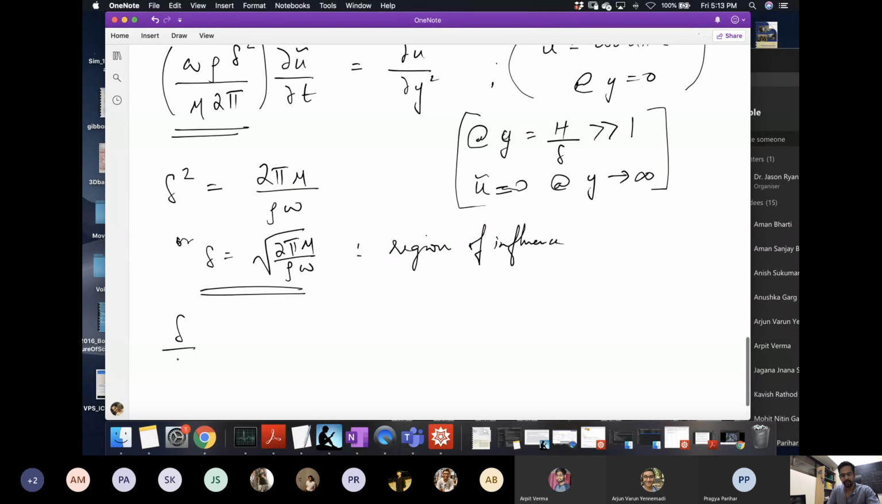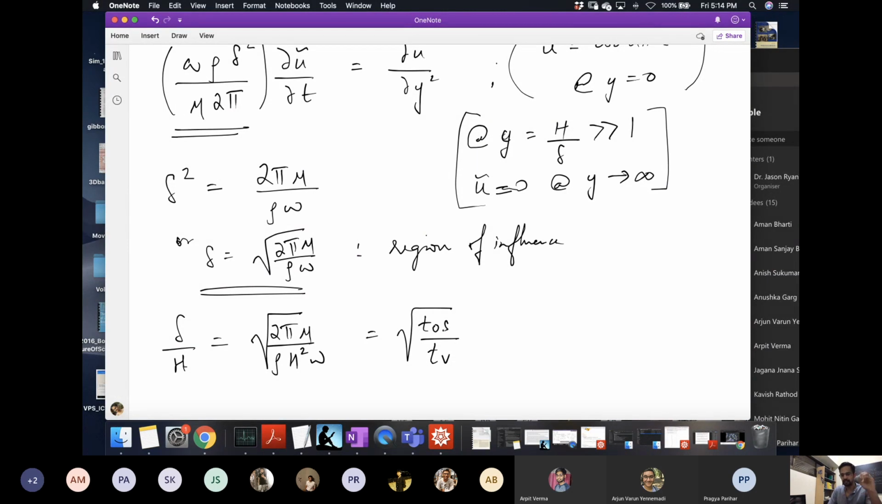Interestingly, if I write this as delta over h, I have to divide the other side by h square. But you will see that this is nothing but the square root of the oscillation time divided by the viscous time. So again, you see the ratio of time scales will come in to set the boundary layer thickness. If the diffusion time scale becomes sufficiently small, the boundary layer thickness will become sufficiently large, and ultimately it will become equal to the channel height. Then we'll go back to our quasi-static situation.